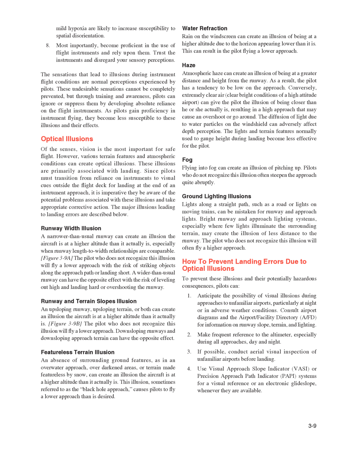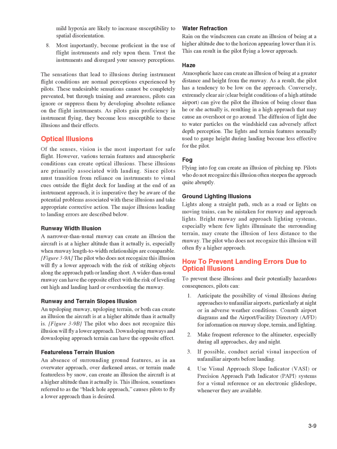Runway width illusion. A narrower than usual runway can create an illusion the aircraft is at a higher altitude than it actually is, especially when runway length to width relationships are comparable. Figure 39A. The pilot who does not recognize this illusion will fly a lower approach with the risk of striking objects along the approach path or landing short. A wider than usual runway can have the opposite effect with the risk of leveling out high and landing hard or overshooting the runway.